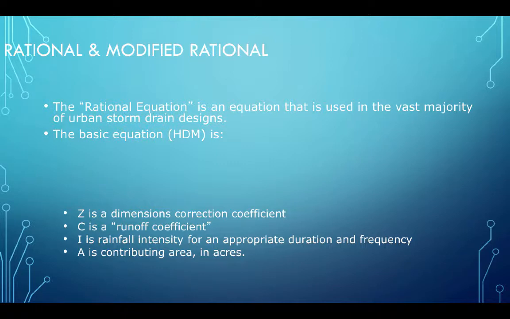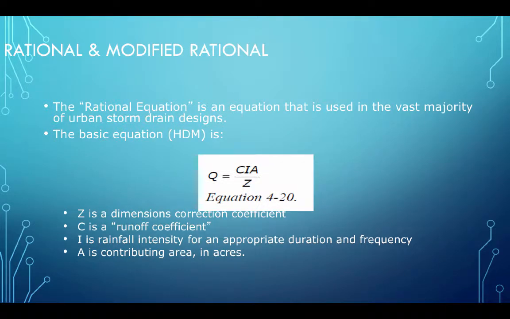So the rational equation is pretty much used on a vast majority of urban storm drain designs. We've seen it already, we'll see it again. Q is equal to CIA, and then you can adjust depending on units, whether using SI or US customary. And in the case of US customary, I, the rainfall intensity, is in units of inches per hour. Area is in units of acres, and that will produce a peak discharge in units of cubic feet per second.